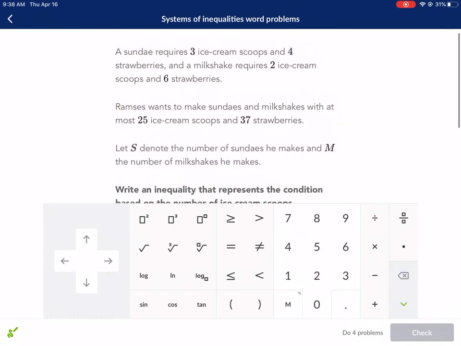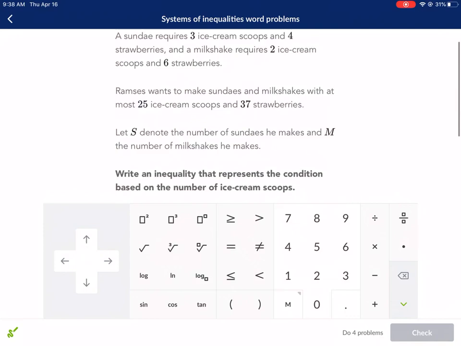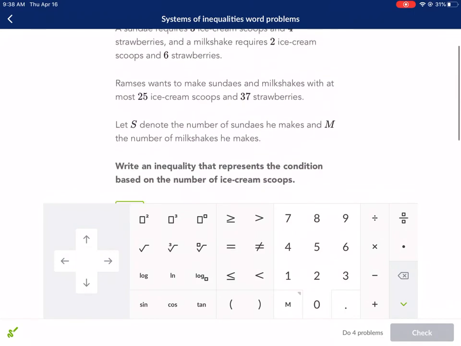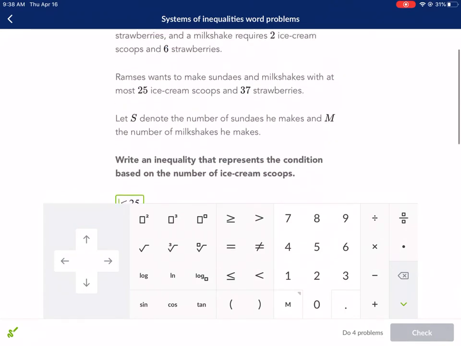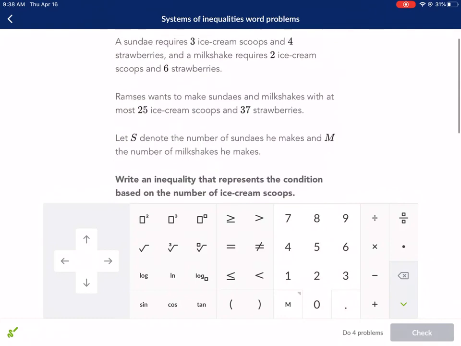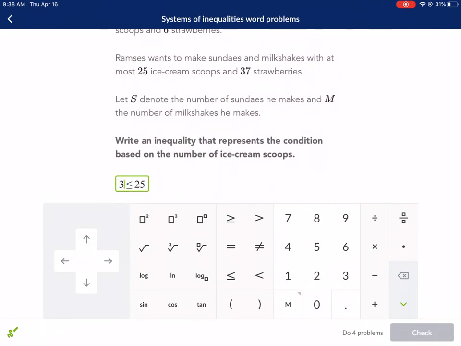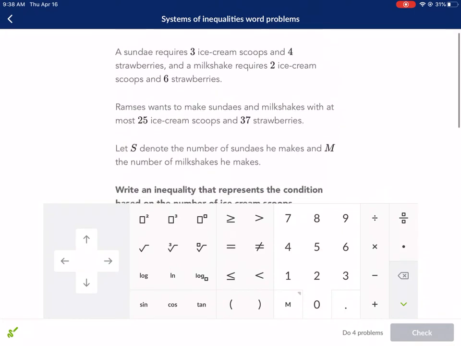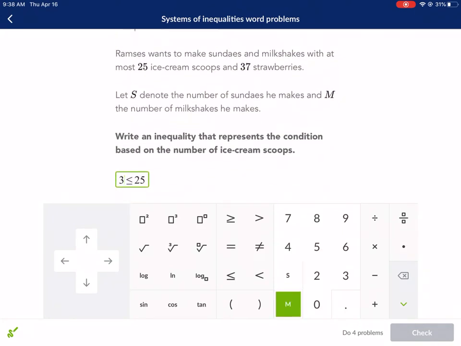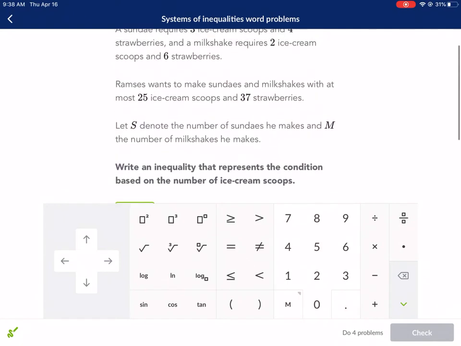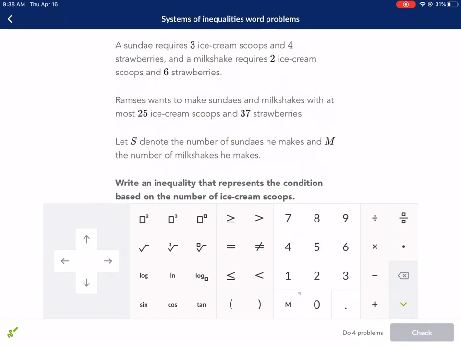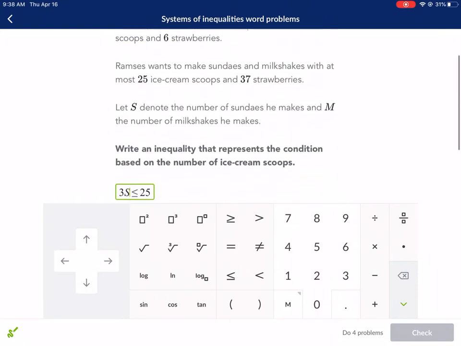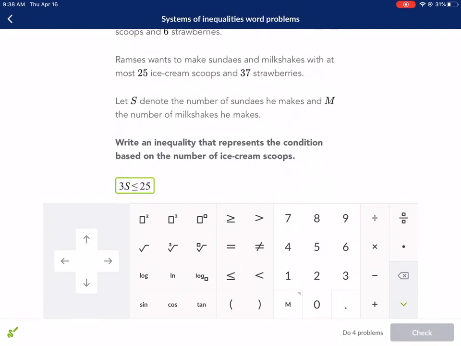Now we're talking about ice cream scoops. So we're saying a sundae requires 3 ice cream scoops. Okay, we don't care about the strawberries right now because we're only worried about ice cream scoops, and we know it requires at most 25. So we know it takes 3, let's see, sundaes he makes. So 3 and then S. Okay, where did I get that 3S from? It says right here at the top, a sundae requires 3 ice cream scoops, okay? We're talking about ice cream scoops only, and the sundae requires 3 of them, okay?